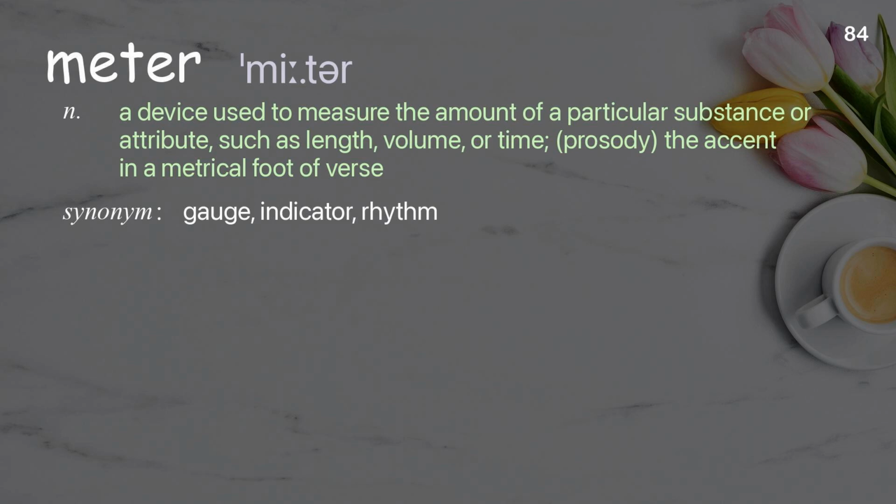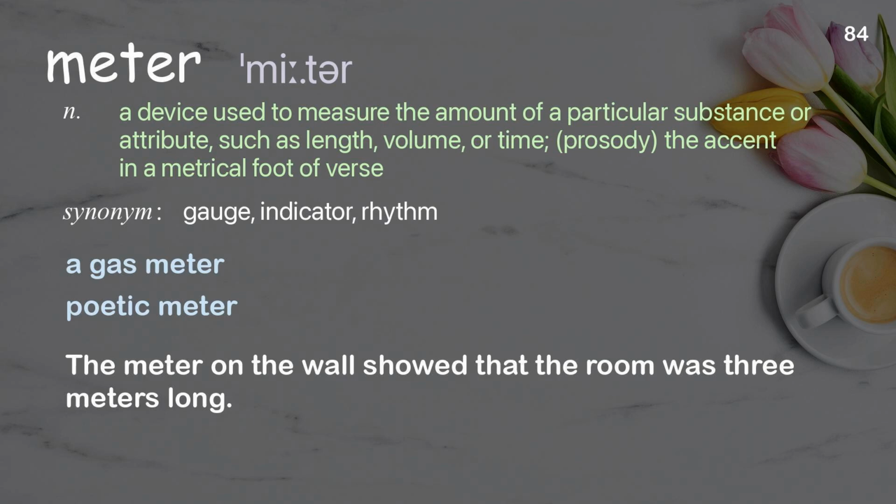Meter: a device used to measure the amount of a particular substance or attribute, such as length, volume, or time. Prosody, the accent in a metrical foot of verse. Examples: A gas meter. Poetic meter. The meter on the wall showed that the room was 3 meters long.